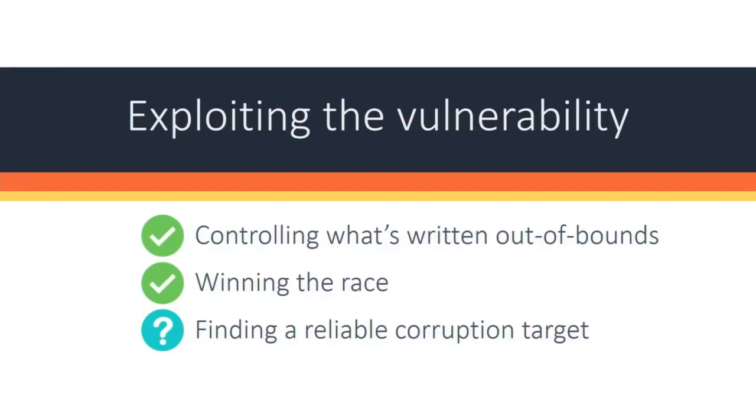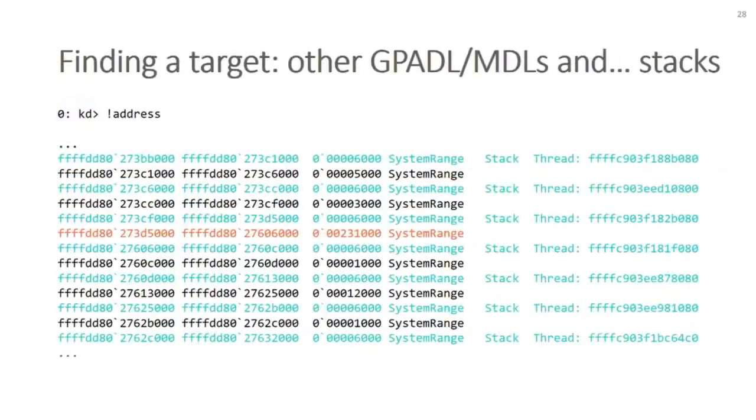The only thing that's missing is, what do we actually write out of bounds? What do we corrupt? And that was not trivial at first for me because these are gpaddles. These are basically MDLs that are being mapped in the Windows kernel. And this is not a buffer overflow. This is not a stack buffer overflow. This is not a heap buffer overflow. This is just a gpaddle overflow. And what is that? Where are these things being allocated?